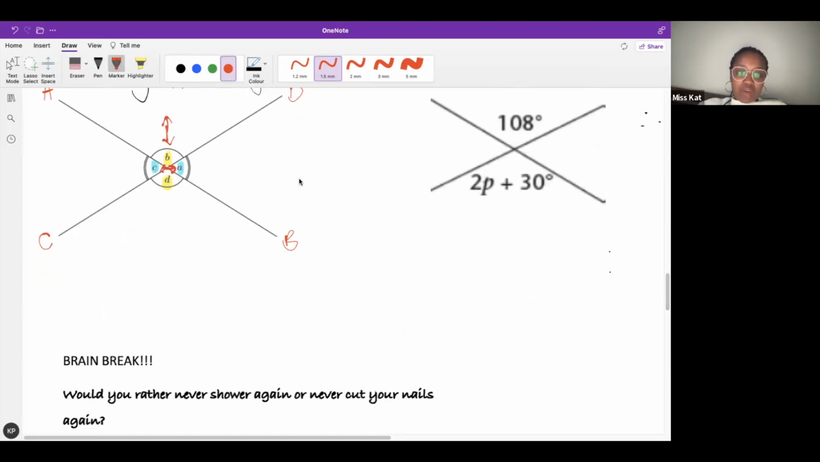Would you rather never shower again or never cut your nails again? That's a tough one. Ma'am, they're both really bad. People are saying nails, guys. You know how long nails get. Ew. Ma'am, I would rather never cut my nails again. You can't do anything to them, Simone. You must just let them grow. You can't bite them.